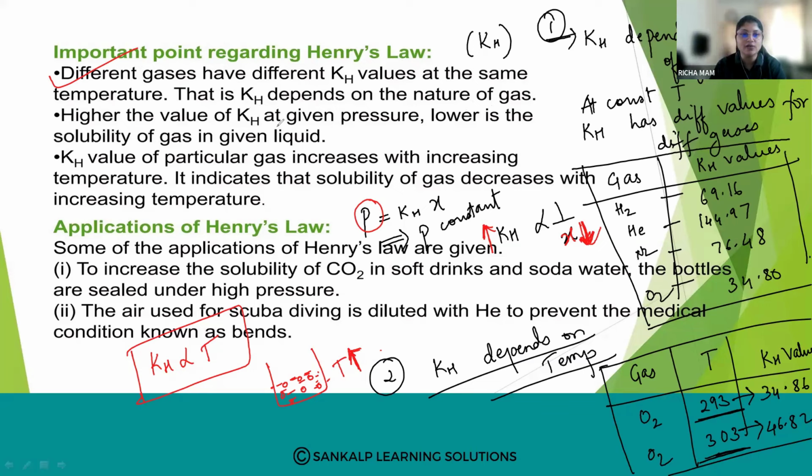we are going to see solubility. Now we have seen the KH value of a particular gas. What will happen to the KH value of a particular gas? As we increase the temperature, the KH value also increases. It indicates that the solubility of the gas decreases with increase in temperature. So these two points we have seen, the first and the second one. Is it clear, these two points?